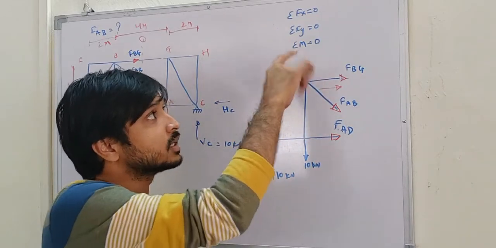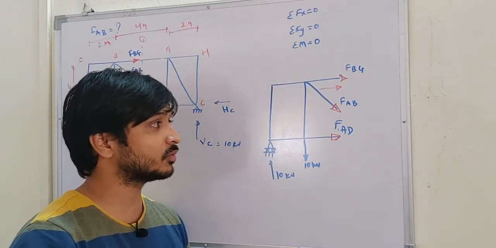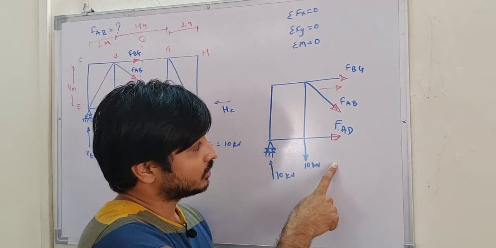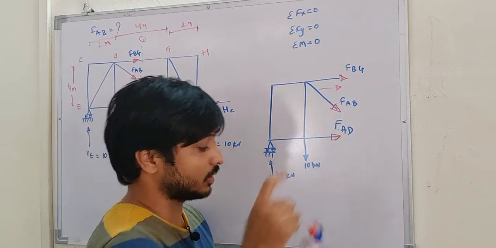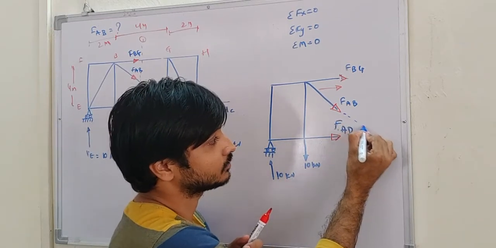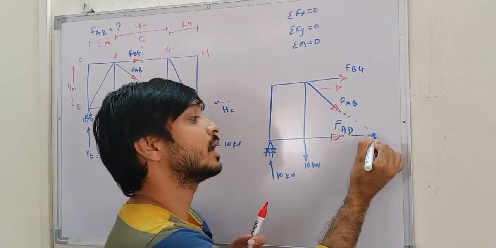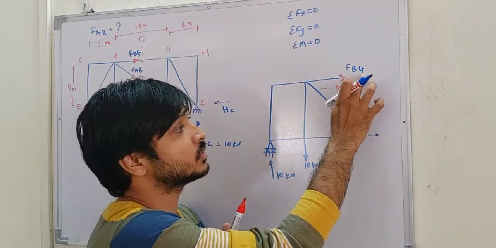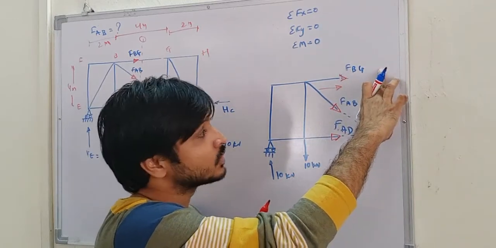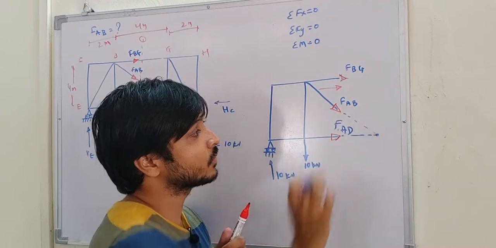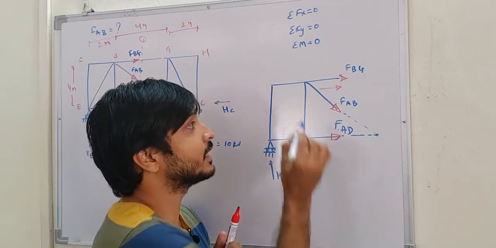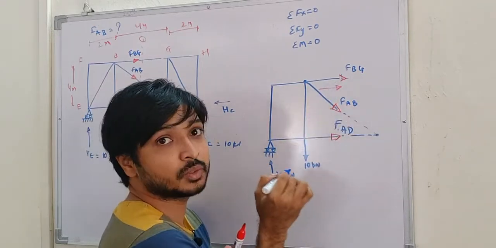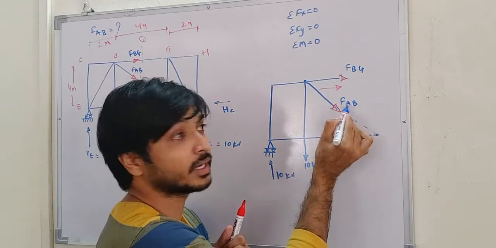Then we have to take summation of M equals 0. If I take summation of moment at any point equals 0, then if I take moment at this point, or if I extend it, I can take moment at this point. If I take moment at this point, these two will become 0, and this will be multiplied by the distance 4 meter. So then we are not getting FAB. There is one more possibility, that we can take the moment at this point also. If I take moment at this point, these two will become 0, and we will not get FAB, right?